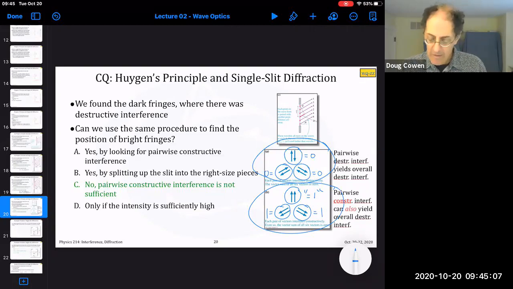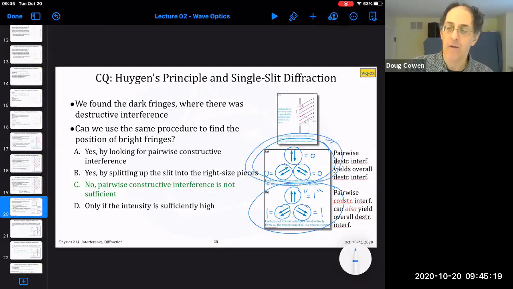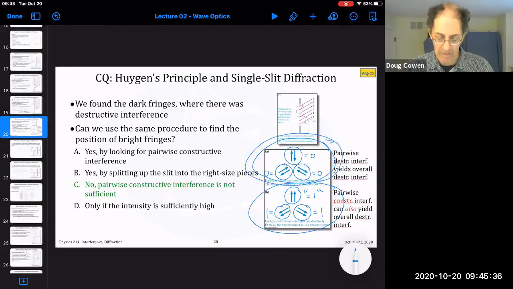That said, if you can find where the dark fringes are in a diffraction pattern, using the methodology that we've just gone through, then you can find where the bright fringes are by saying it's in between 2 dark fringes, because in between each pair of dark fringes on the screen, there will be a bright fringe. So it's kind of an indirect way of finding where the bright fringes are in a diffraction pattern.